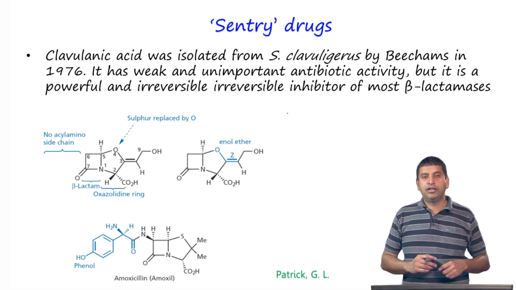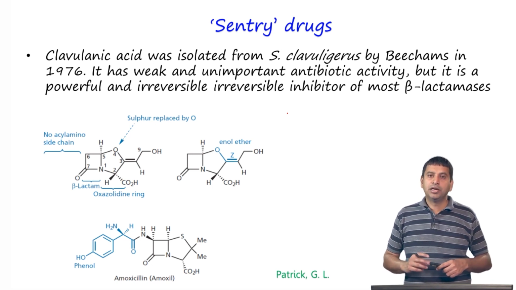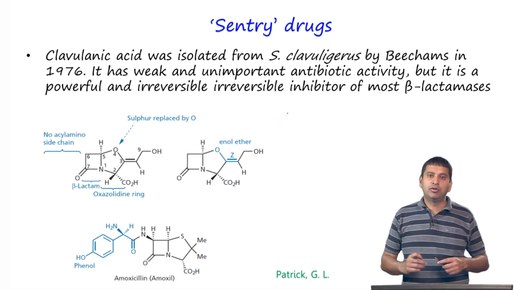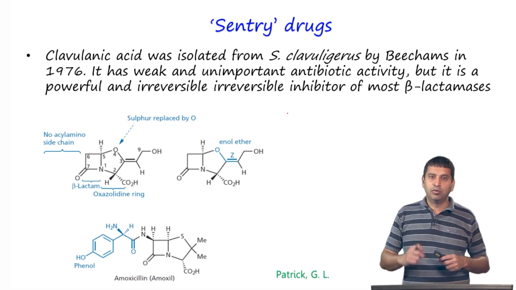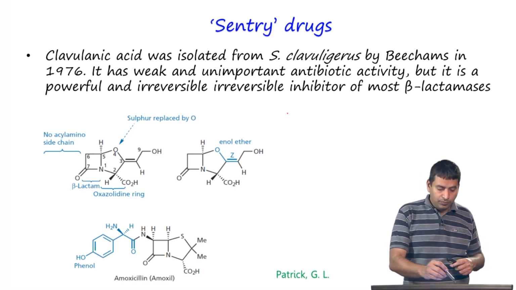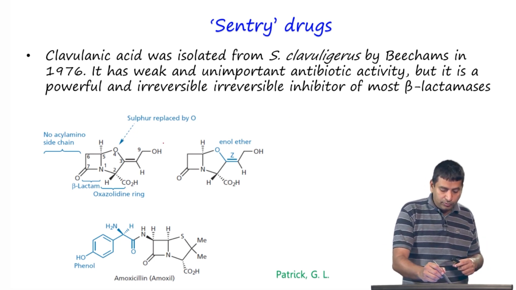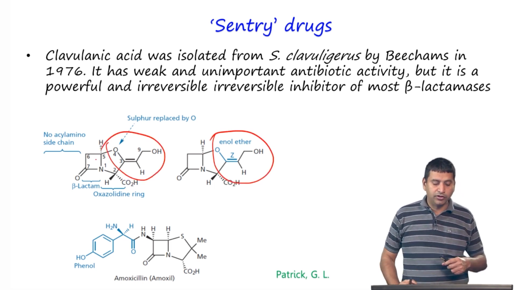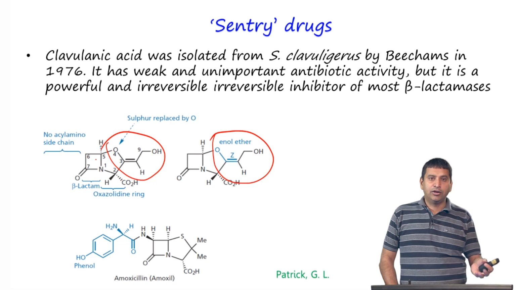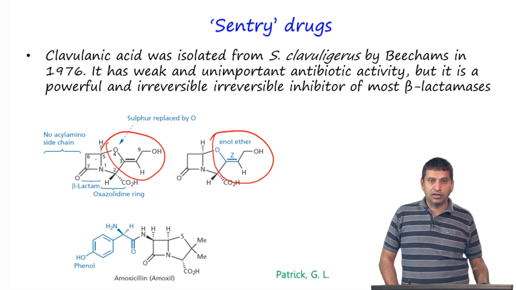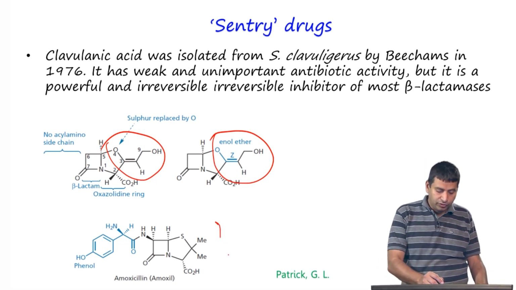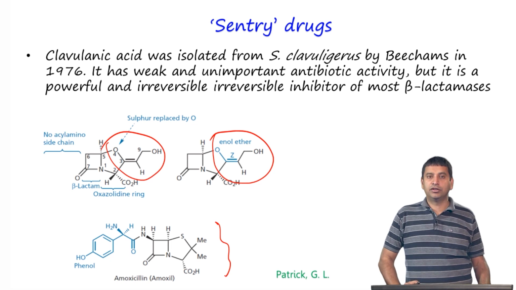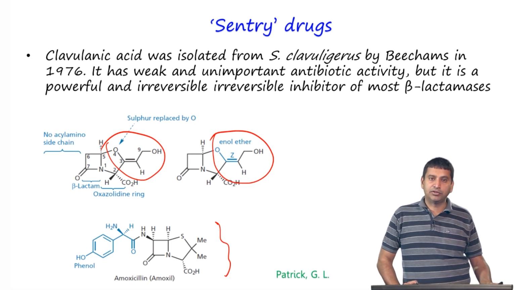It itself had very weak and perhaps not very important antibiotic activity, but it is an extremely powerful and irreversible inhibitor of most beta lactamases. So, here is the structure of the molecule, and you have an enol ether, the sulfur is replaced by oxygen, and you do not have a side chain amino acid. And here is the structure of amoxicillin, which is very susceptible to beta lactamases.